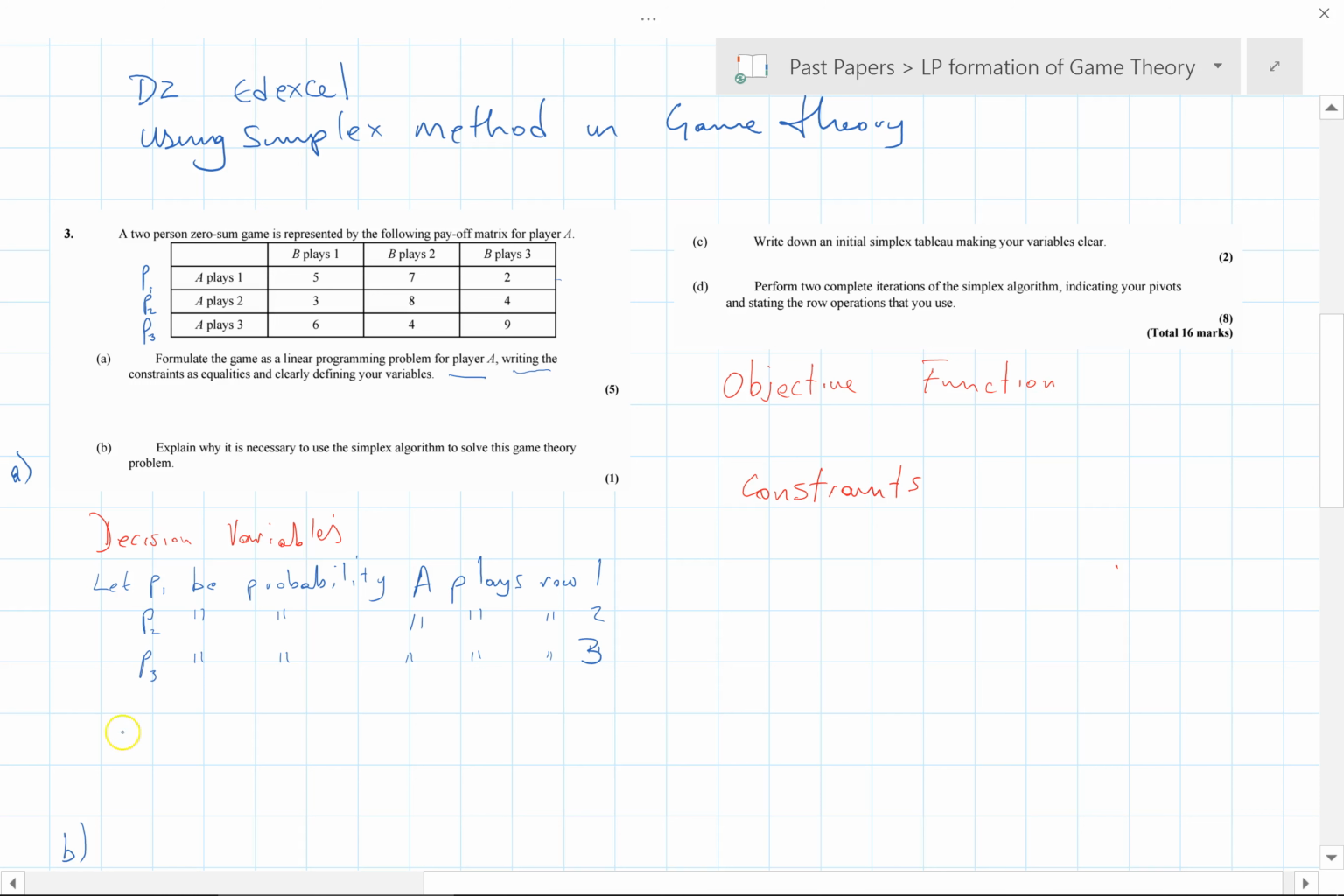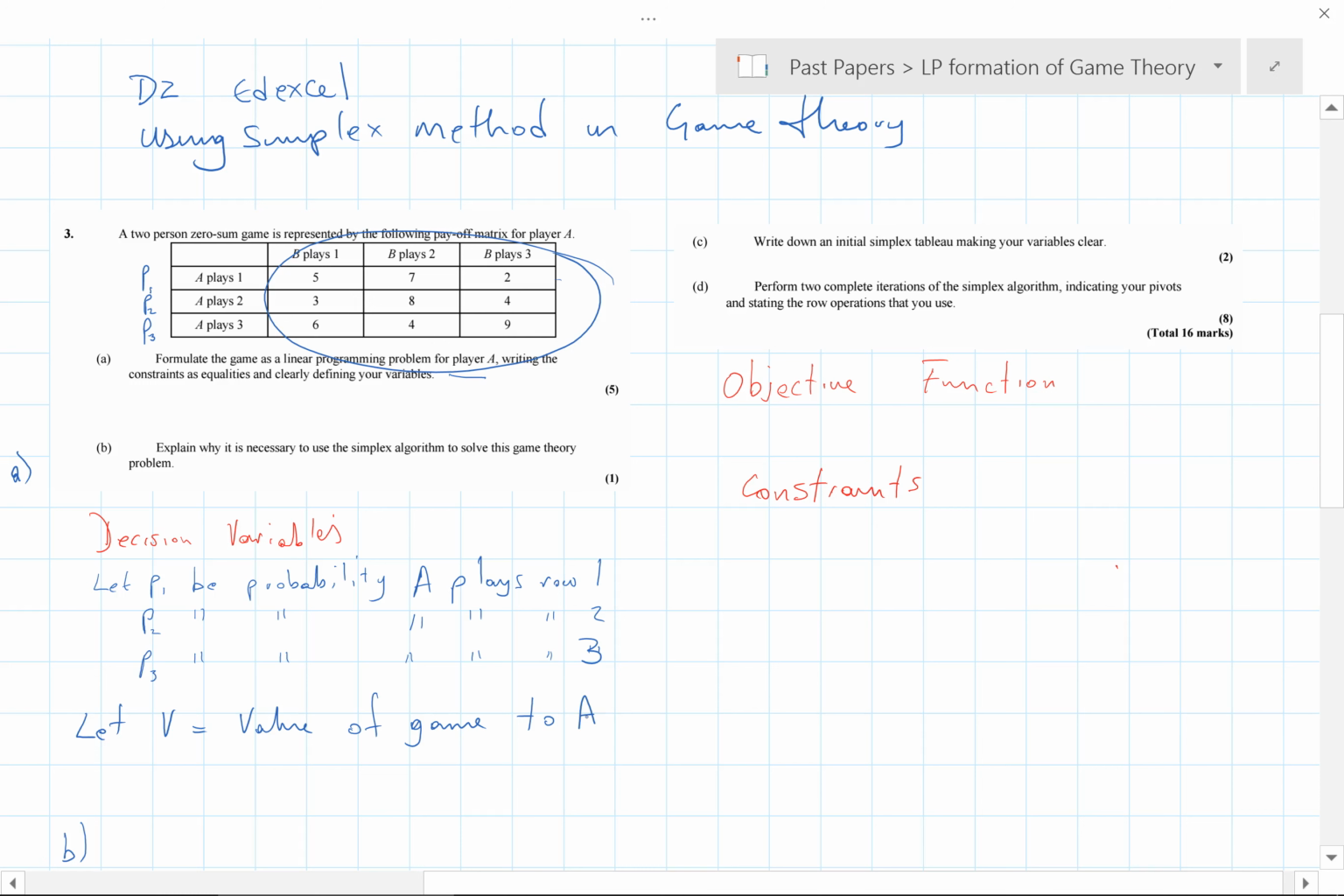We also need to define the V. Now in these questions with game theory, we often have negatives and we have to add on the lowest number, which makes them all positive and non-zero. But here they're all positive anyway. So I'm just going to let V be equal to the value of the game to A.